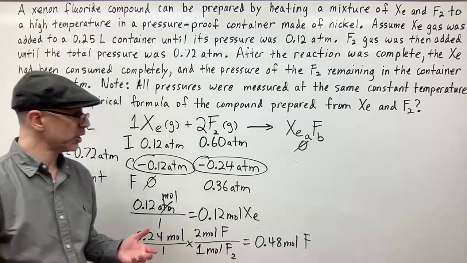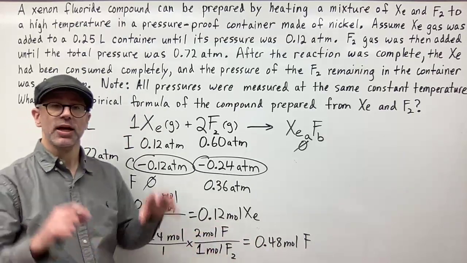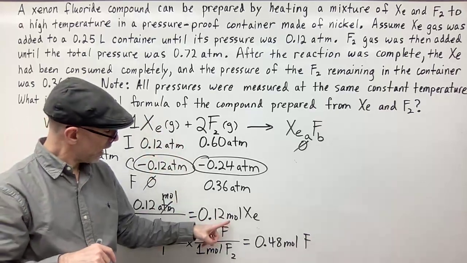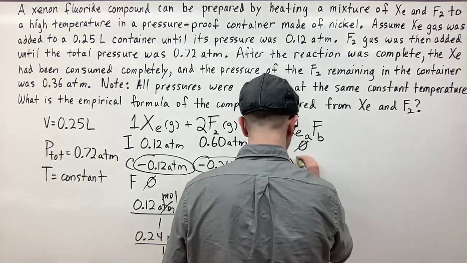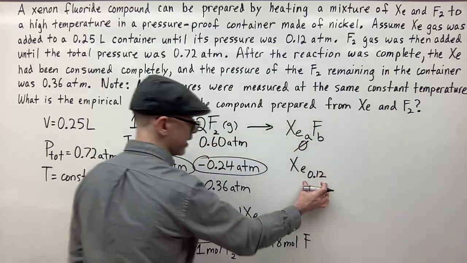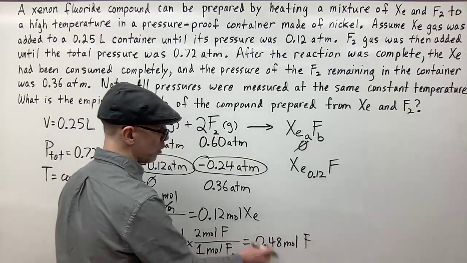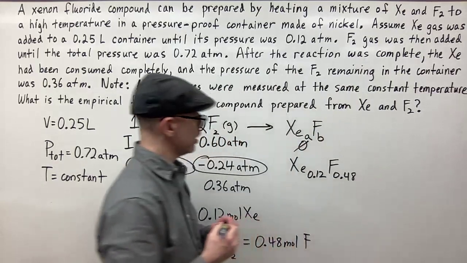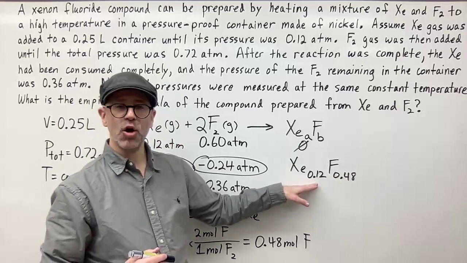So now I have the moles of xenon and fluorine. Now I write my formula with these as subscripts. Remember, the subscripts in your empirical formula are the moles. So I start by writing my pseudo formula: Xe with 0.12 as a subscript, followed by F with 0.48 as the subscript.